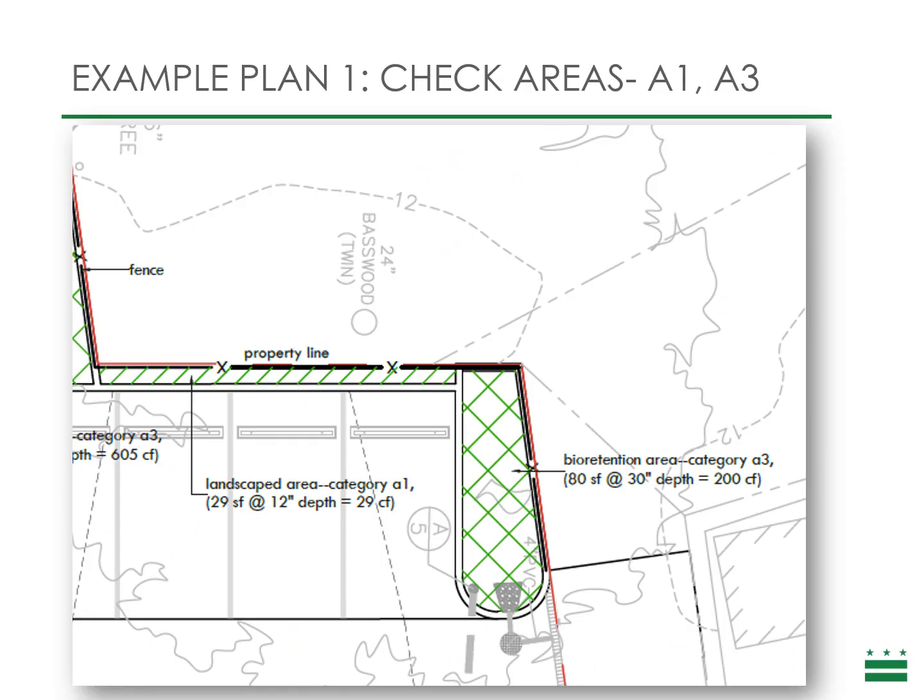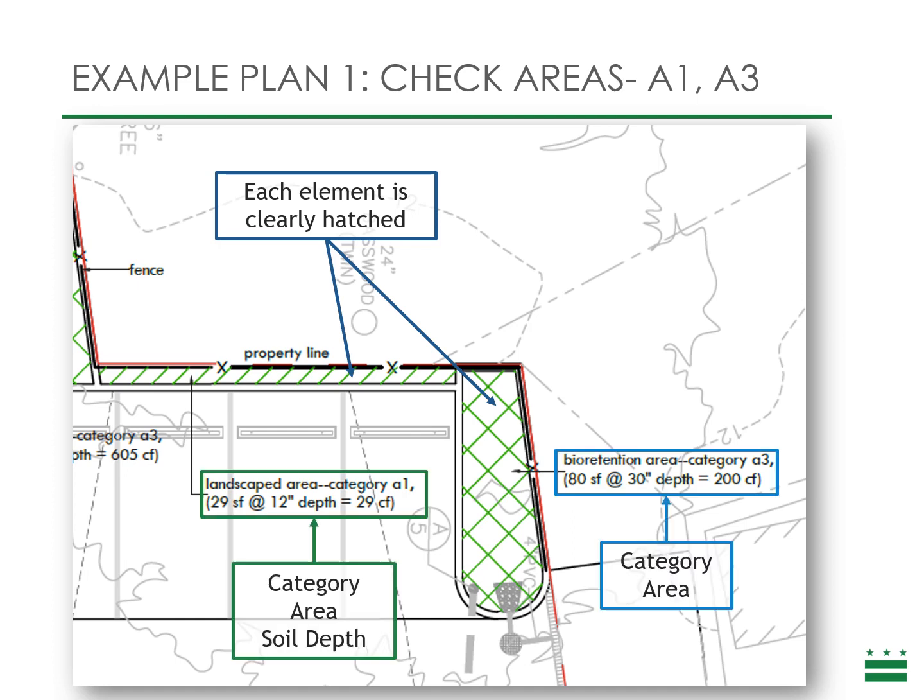Here I zoomed in again some more to see the details that they've included on the plans. Each element is clearly hatched and differentiated. I know that the diagonal lines are for A1 and the diamonds are for bioretention. For the A1 credit, it lists the area, category, and depth, and same for bioretention. The plan reviewer will go back and check that these areas are shown on the stormwater management plan correctly and that the information matches.